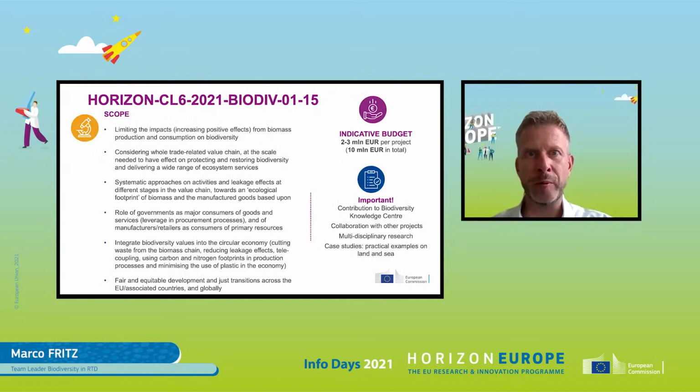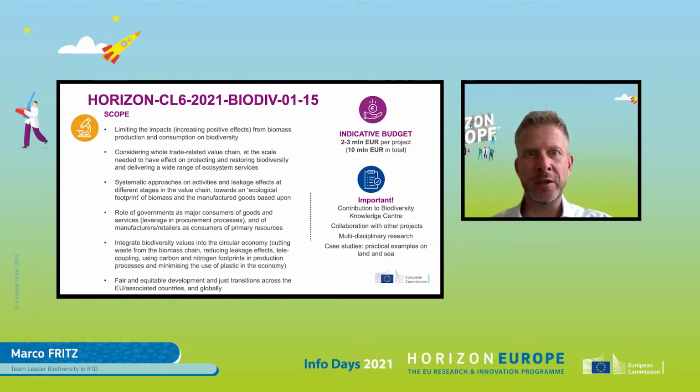On the following slide, you find more information on the scope, which is limiting the impacts or increasing the positive effects from biomass production and consumption on biodiversity, on considering the whole trade-related value chain at the scale needed to have effect on protecting and restoring biodiversity and delivering a wide range of ecosystem services, which is relevant for the EU, on systematic approaches on activities and leakage effects at different stages in the value chain towards an ecological footprint of biomass and the manufactured goods based upon, on further research outcomes that support governments as major consumers of goods and services, so on leverage in procurement processes, and of manufacturers and retailers as consumers of primary resources.